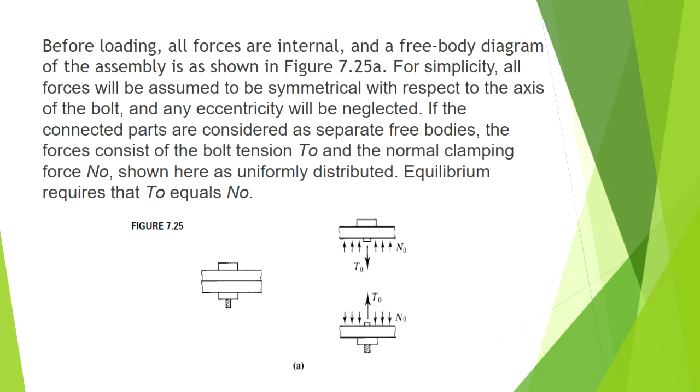Before loading, all forces are internal, and a free body diagram of the assembly is as shown in figure 7.25a. For simplicity, all forces will be assumed to be symmetrical with respect to the axis of the bolt, and any eccentricity will be neglected. If the connected parts are considered as separate free bodies, the forces consist of the bolt tension T sub O and the normal clamping force N sub O, shown here as uniformly distributed. Equilibrium requires that T sub O equals N sub O.